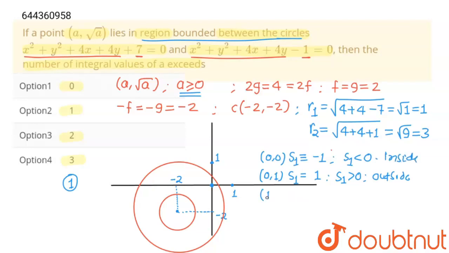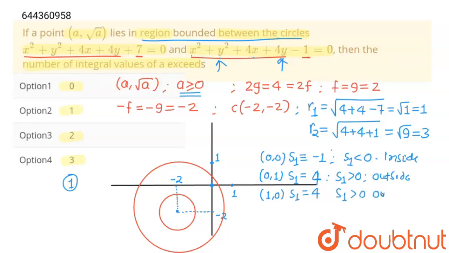Now again I am going to find S1 for (1, 0). I will put x as 1, y as 0. Sorry, the S1 value was 1 plus 4, 5 minus 1, 4, not 1. That was my mistake. So 1 plus 4, 5 minus 1, this will again become 4. And here S1 is greater than 0.